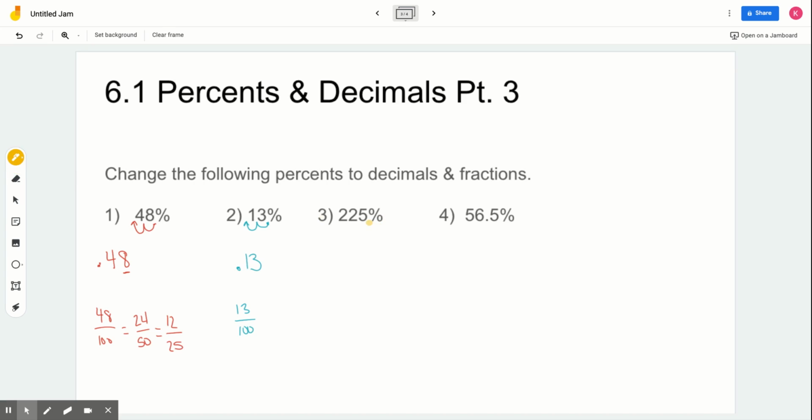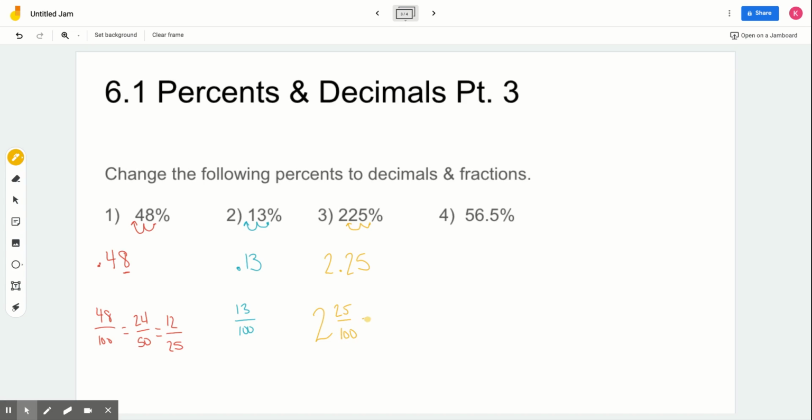Again, if we don't see the decimal point, it is at the end. Move it 2 times. So we have 2.25 or 2 and 25 hundredths. So when the percent is bigger than 100, our fraction will be a mixed number, 2 and 25 hundredths.